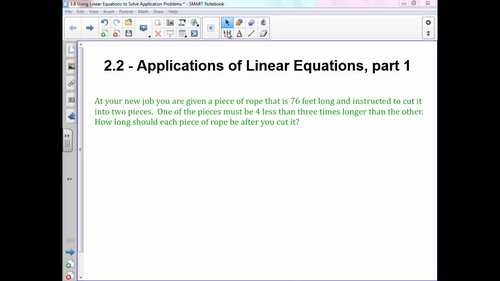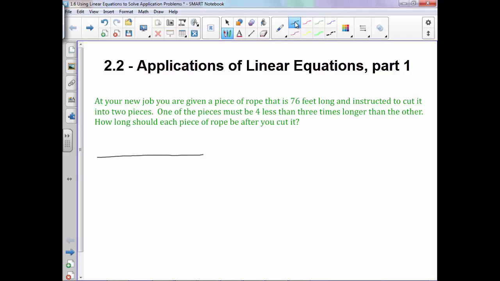But first off, we've got a rope. We know our rope is 76 feet long. So let's draw a picture. We've got a rope that's 76 feet long. We know we're cutting it in two pieces, so we're going to make a cut somewhere. One of the pieces is 4 less than 3 times longer than the other.